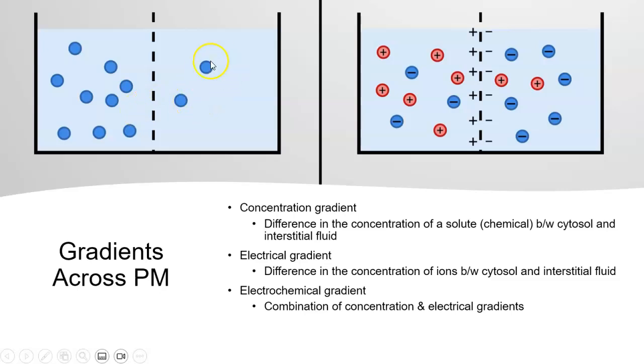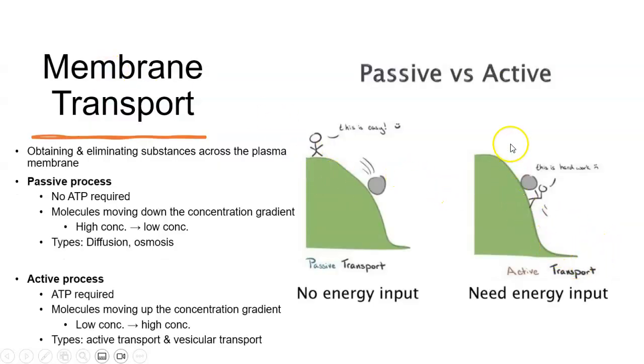But if we want to take the blue dots in the extracellular fluid and move them where there's already more, that requires work. So think of that as we're pushing the rock uphill, because it's not just going to happen trying to reach equilibrium. We're making it more different instead of closer to the same. So that is the energy ATP needed to cause it to move from low concentration to high. We have two types of that as well, active transport and vesicular transport, that we're going to examine on the next couple of slides.